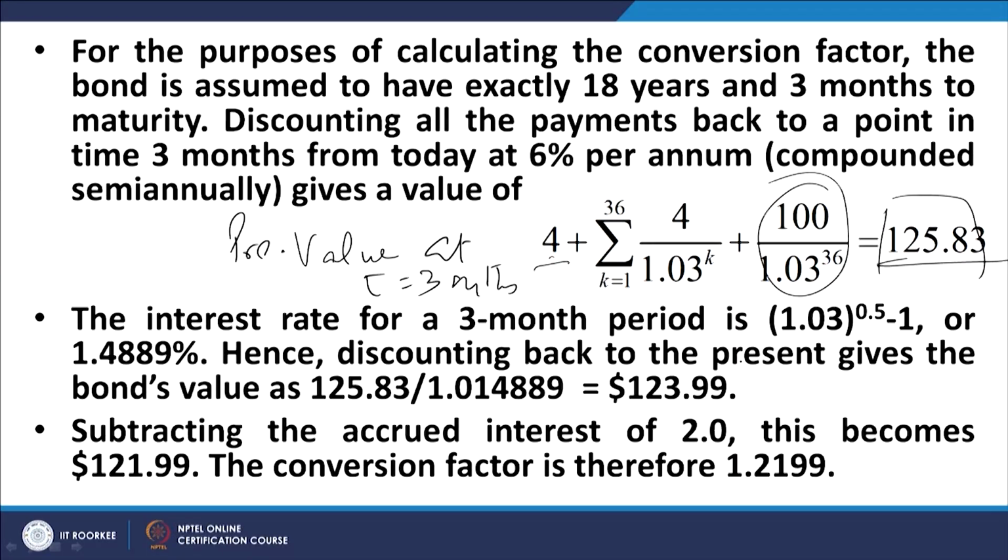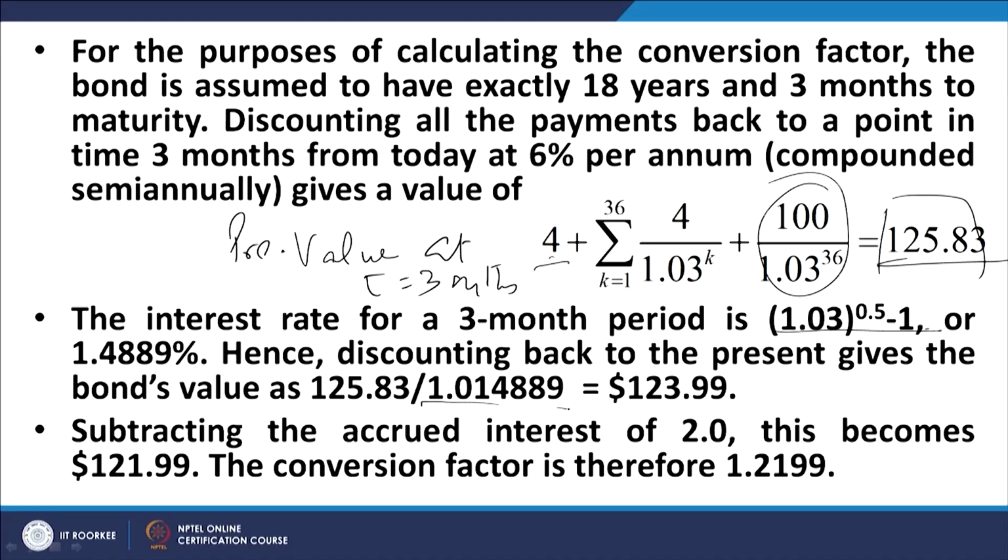We now need to bring it back to t equal to 0. We use this expression for bringing it back to t equal to 0. The effective rate, using the effective rate of 3% per half year, per 6 months, we arrive at the effective rate for 3 months, and we discount it accordingly at the effective rate, that is 1.4889% for the 3 month period, and bring it back down to t equal to 0.